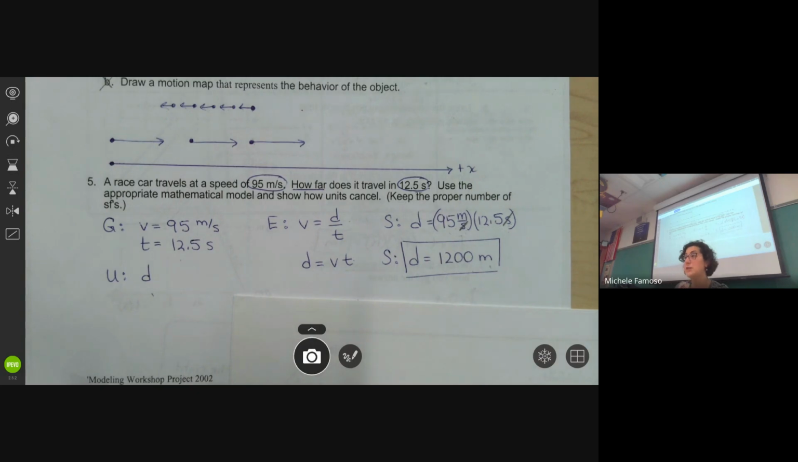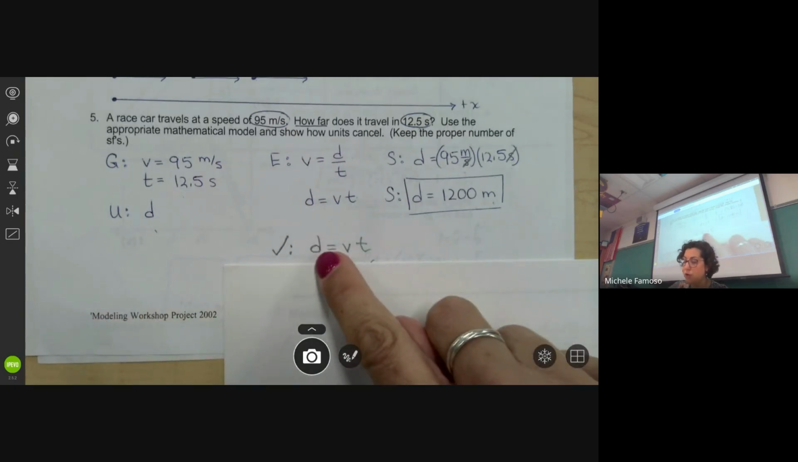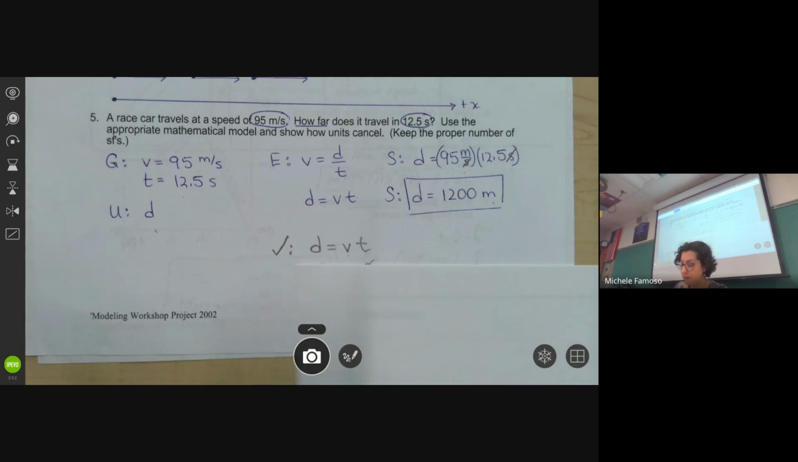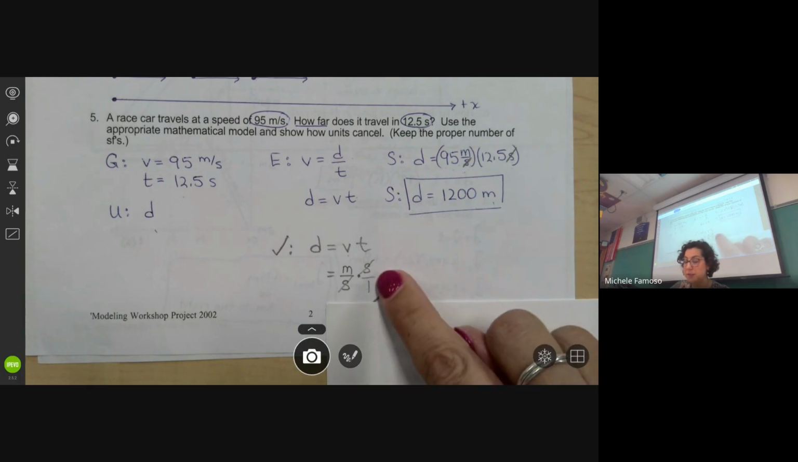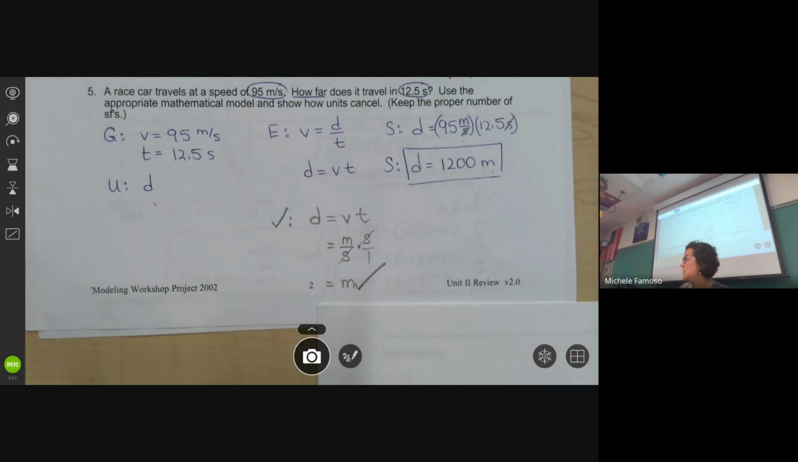Now you have to do your check step. You're going to check the equation we plugged into. D is VT. What units is D measured in? Meters. We believe that's meters. Speed is meters per second. Time is seconds. Notice that the seconds end up canceling, leaving me with just meters, which is what I expected. That's the dimensional analysis step.